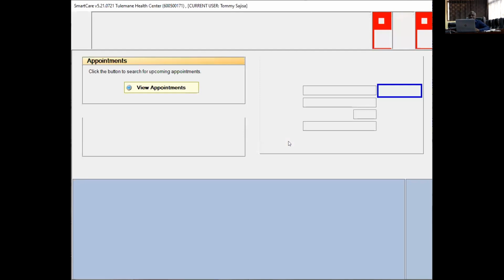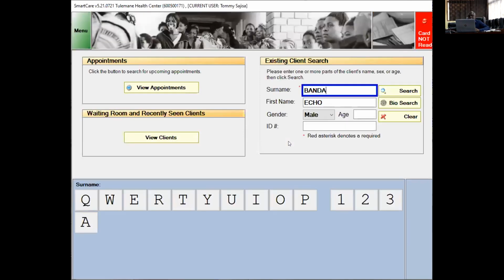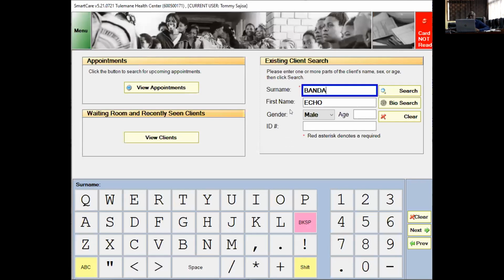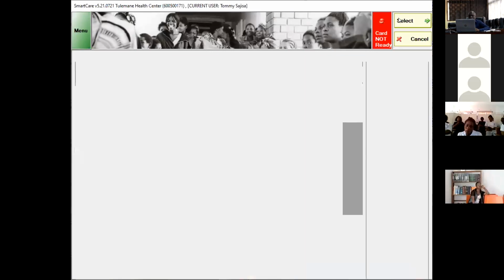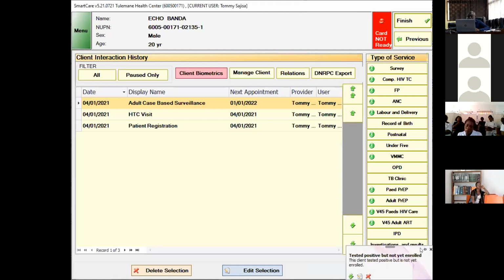So we'll start from the homepage. We'll enter the name of the patient, the surname, the first name, and his gender. Then we'll search. So we have this client already registered for us, and we provided the HTC already. Because the HTC result was positive, you'll see a notification at the bottom saying tested positive but not yet enrolled.